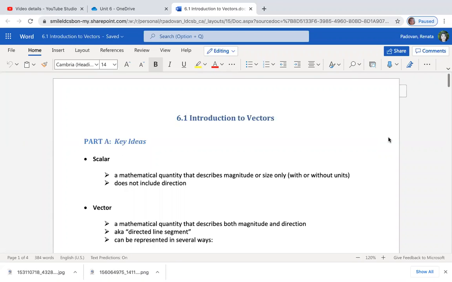Hi, everyone. So we are moving into chapter 6, unit 6, which is vectors. So we're looking at 6.1 here, introduction to vectors. So we're switching from rates of change that we've been doing in calculus now to vectors. So just an example of what we would use something like this for.